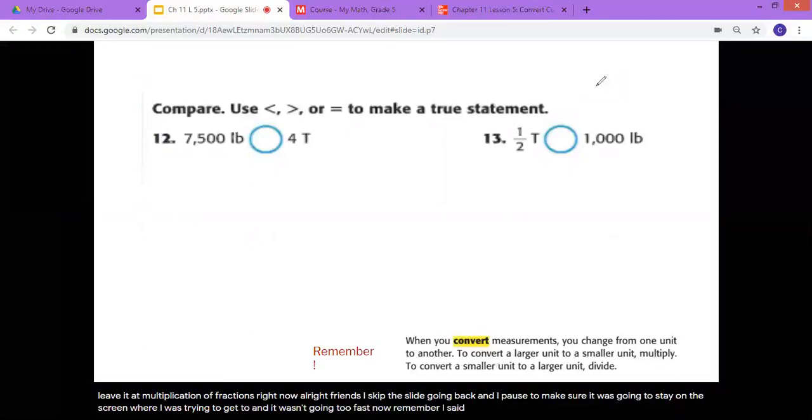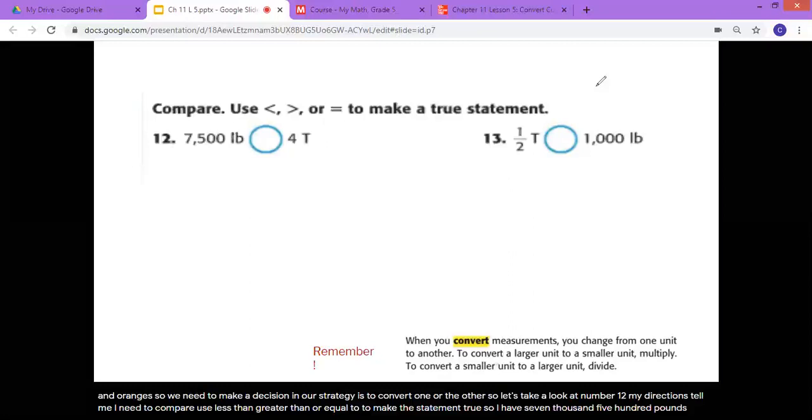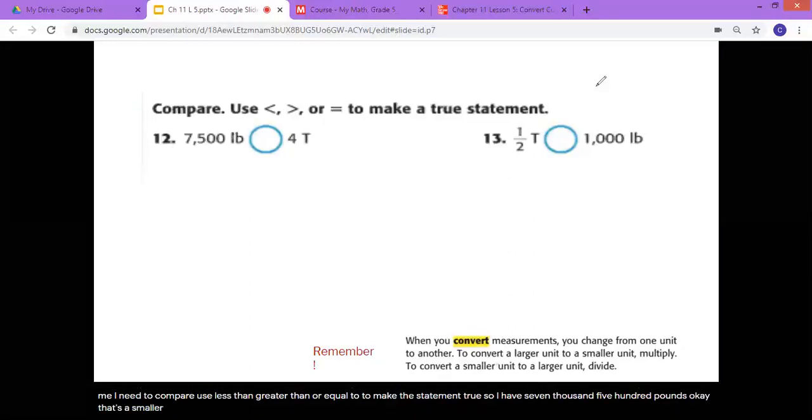Now, remember I said in the beginning of the video, we cannot compare apples and oranges. So we need to make a decision, and our strategy is to convert one or the other. So let's take a look at number 12. My directions tell me I need to compare, use less than, greater than, or equal to make the statement true. So I have 7,500 pounds. Okay, that's a smaller unit compared to tons, 4 tons.